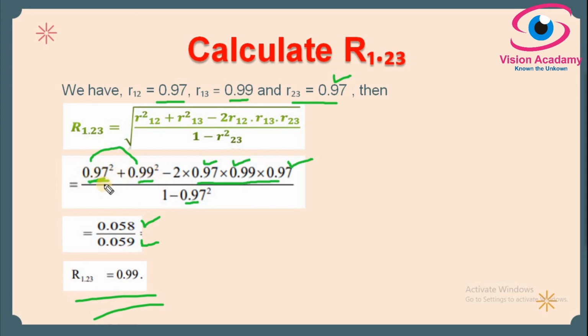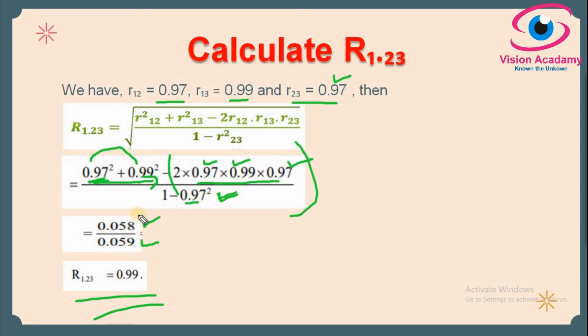We have to add these two values and from this value we have to subtract this value. Thereafter the remaining thing will be divided by the denominator. In the denominator, firstly we have to multiply the same value 0.97 into 0.97, then we have to subtract it from 1, the remaining value.